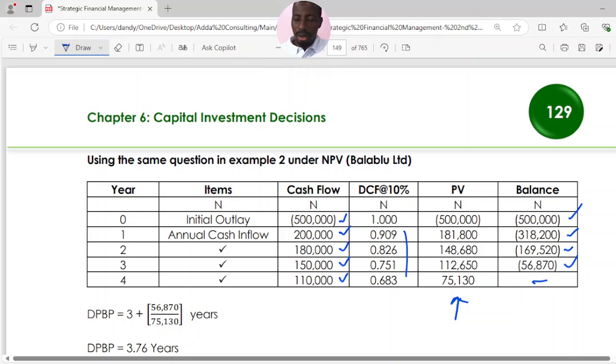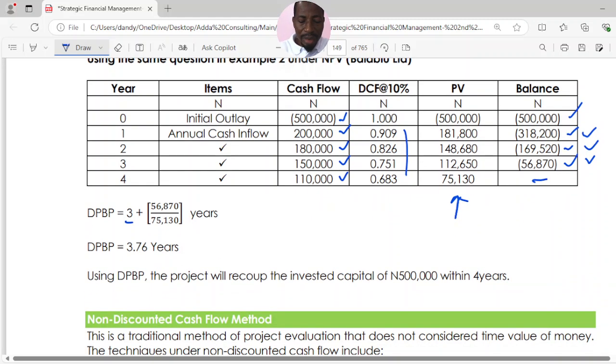Then you compute your payback period. How many years have you recovered? 3 years. You have recovered this, you have recovered this, you have also recovered this. So that's why you are seeing 3 here. Then plus the outstanding balance of 56,870 divided by the next cash inflow. So at the end of the day, our discounted payback period is 3.76 years.